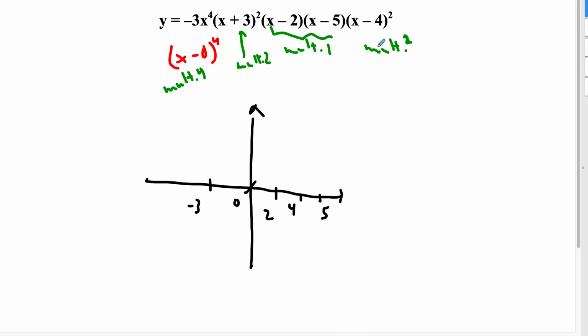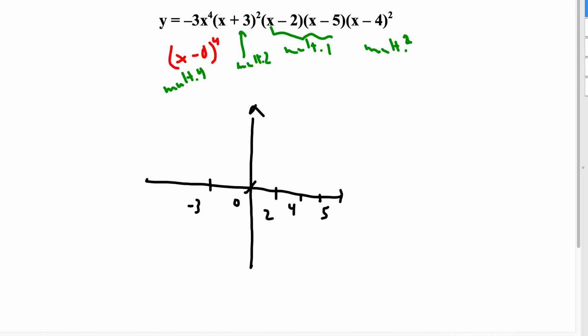Now here's the problem. Where does the graph start? It could start up here, and then it would come down, and at -3 it would bounce, and then it would bounce again, and so on, right? Or it could start down here, right? So in other words, the end behavior could be that it starts here or it starts here. So how do we tell the difference?